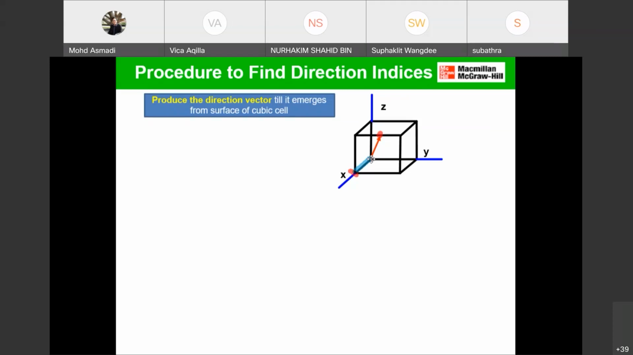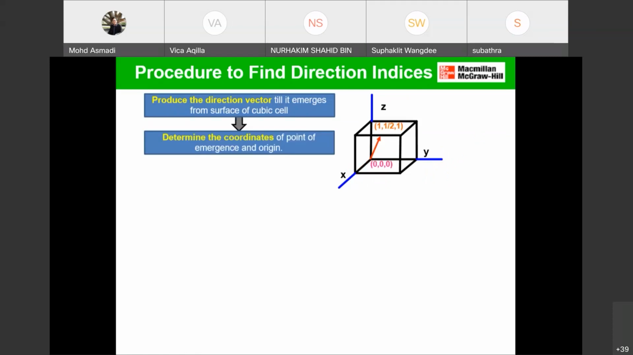Y is equal to a half, isn't it? Because it's just half of the y direction. And then it's 100% for z. So that means 1, a half, and 1. All these are positive directions, emerging from the origin. Determine the coordinates of the point of emergence and the origin.